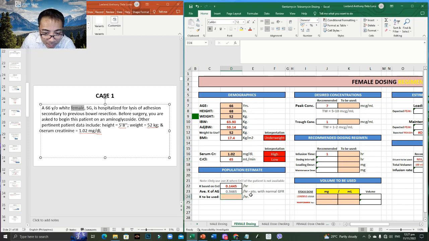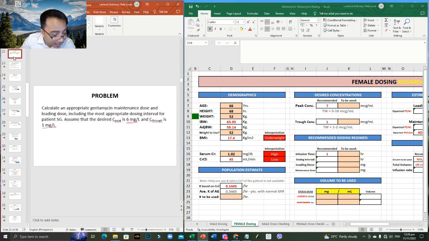So anyway, what's the K to be used? Now, class, may binigay kasi ako dyan na K. Average elimination rate constant. This one is the population estimate. Kung hindi mo, class, alam ang creatinine clearance ng patient mo, ito yung gagamitin natin, 0.3465. Pero alam natin ang creatinine clearance ng patient natin, so therefore, we'll be using 0.1445. Nag-compute na siya.